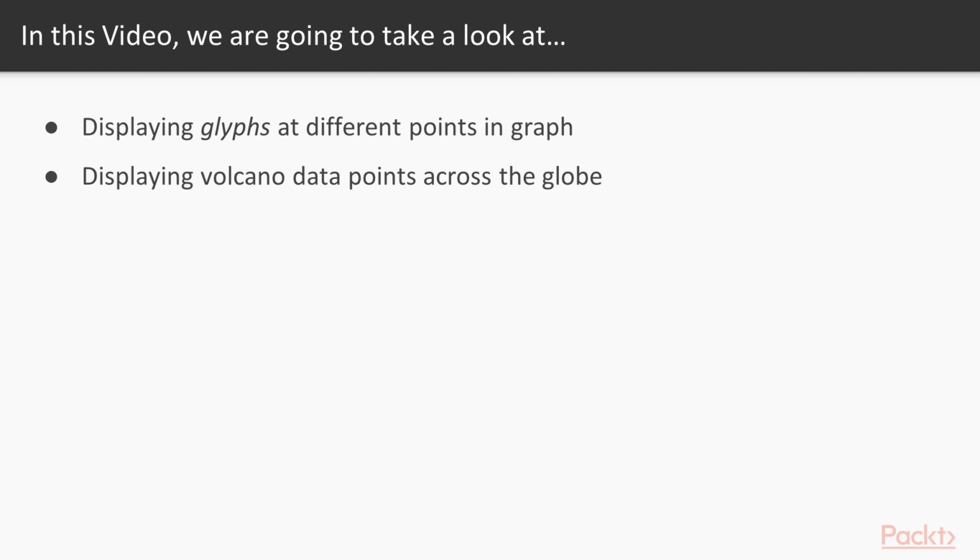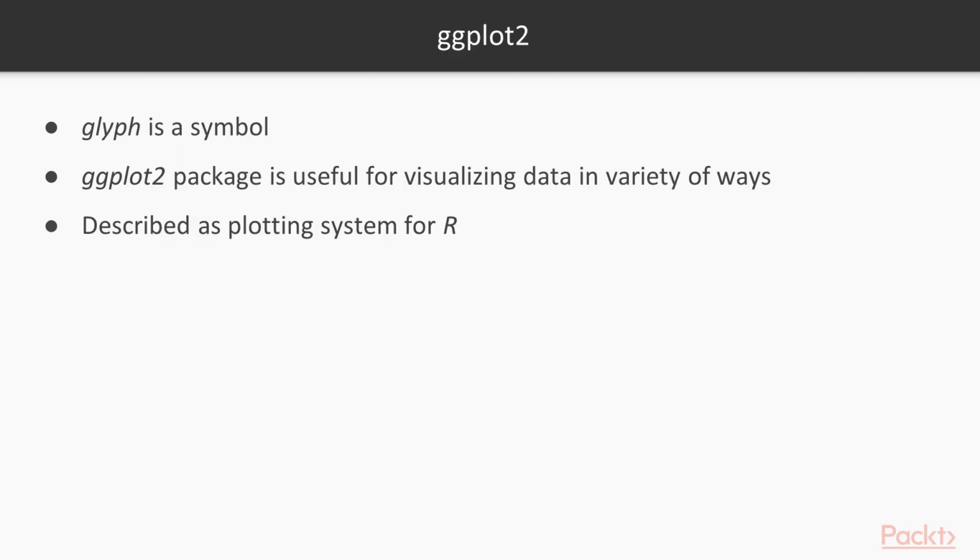In this video, we will learn to display glyphs at different points in a graph. Also, we will look at an example that displays volcano data points across the globe. A glyph is a symbol. The ggplot2 package is useful for visualizing data in a variety of ways. ggplot is described as a plotting system for R.